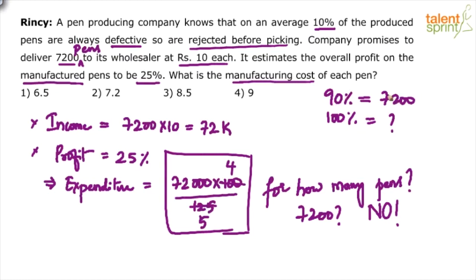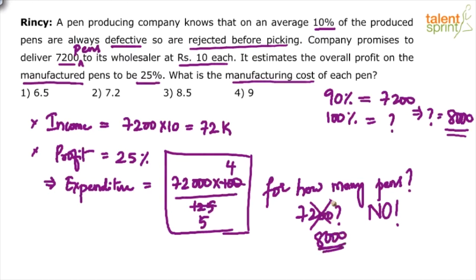100% is equal to what? When you cross multiply, what do we get? We'll get 8,000. Simple, right? This calculation is simple. 8,000 is 100%. 10% loss is 800. 8,000 minus 800, 7,200. Or cross multiply. 72 by 9 is 8. 8 into 1,000, 8,000. So the expenditure here is not for 7,200 pens, it is for 8,000 pens.